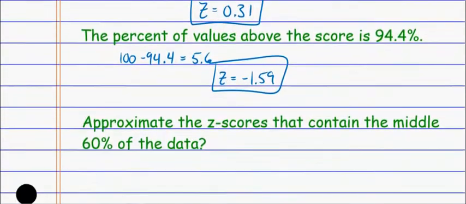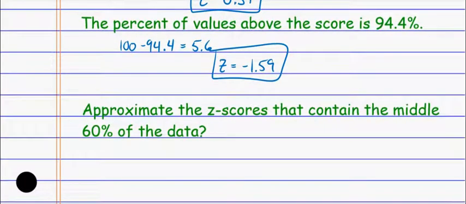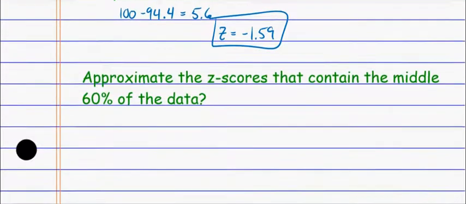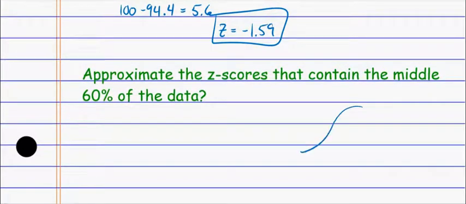Look at the next one, same kind of thing. Approximate the z-scores that contain the middle 60% of the data. So this time we're working our way out from the center. And again, if it helps, let's think about this in terms of the normal distribution curve. If I look at the middle 60% of the data, in other words, as I work my way out, I want 60% from the center, which means 30% in each direction.